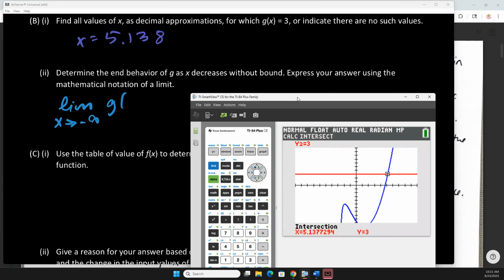Okay, now don't forget that a limit has 4 parts. So you have the part that says limit, you have the x approaches part, you have the function part, and then you have the answer to the limit. If you leave out any of those parts, you don't get this point.